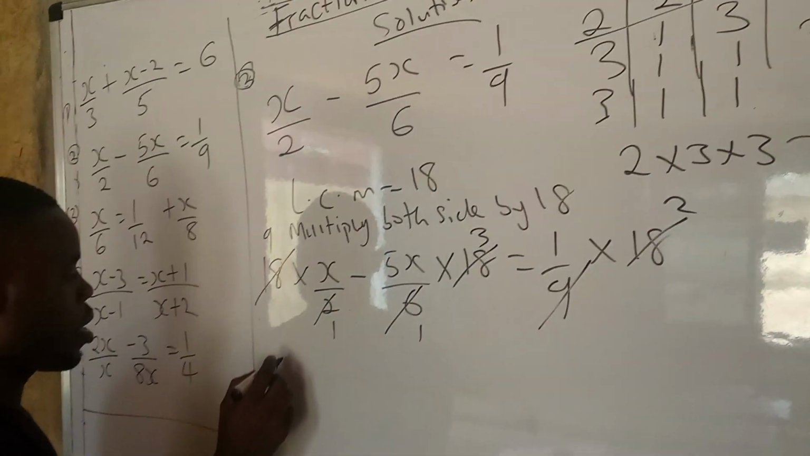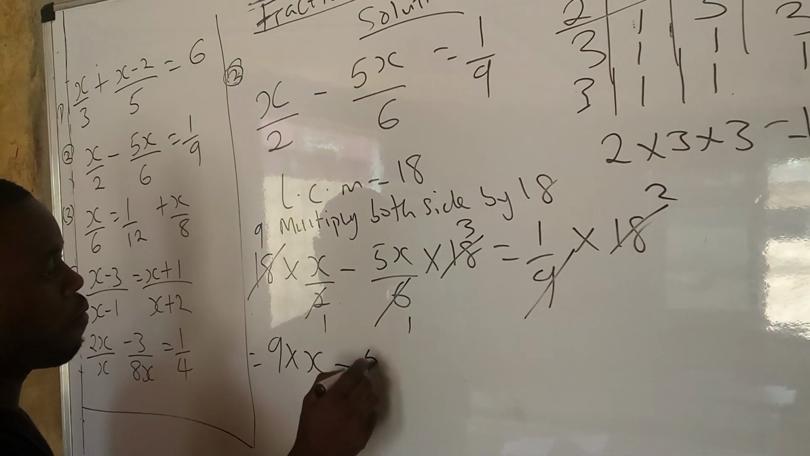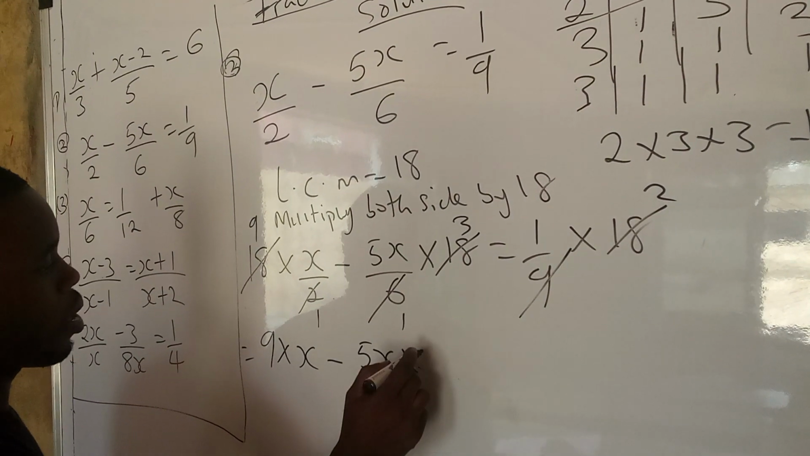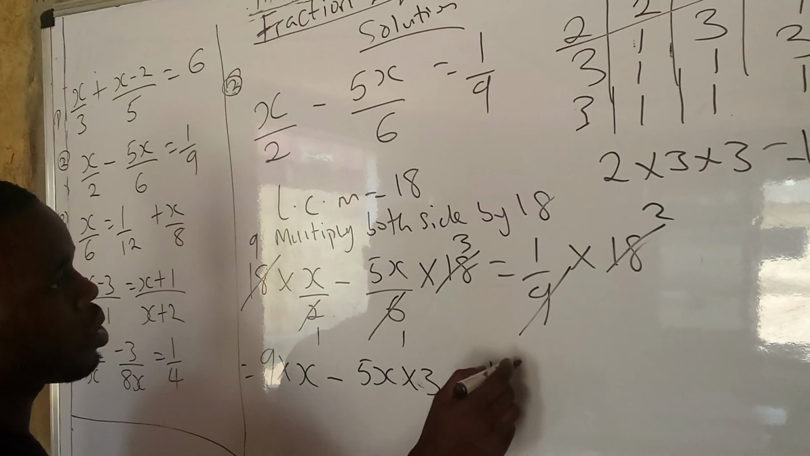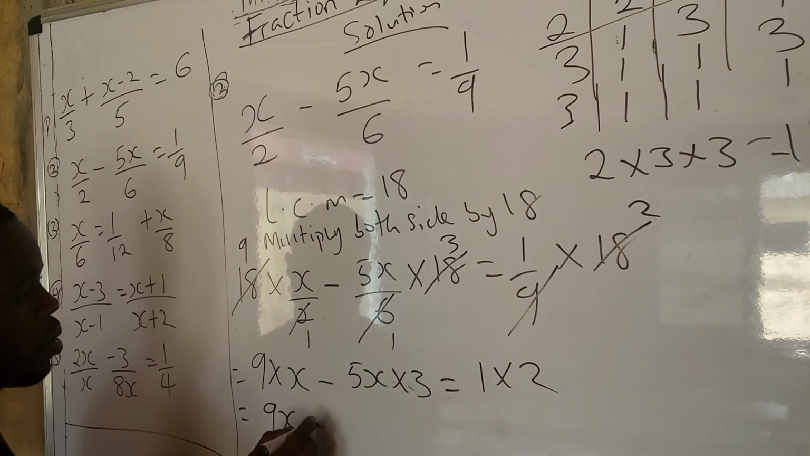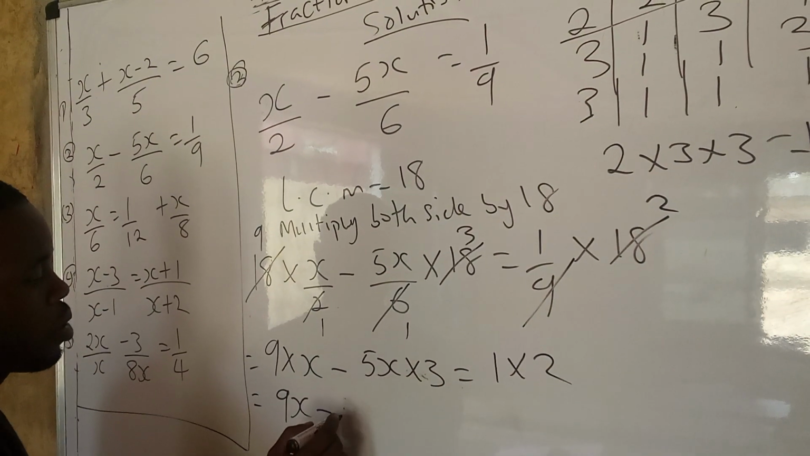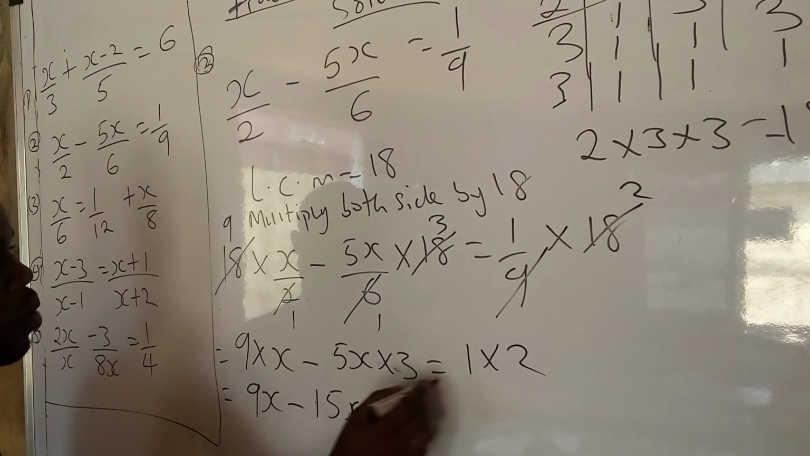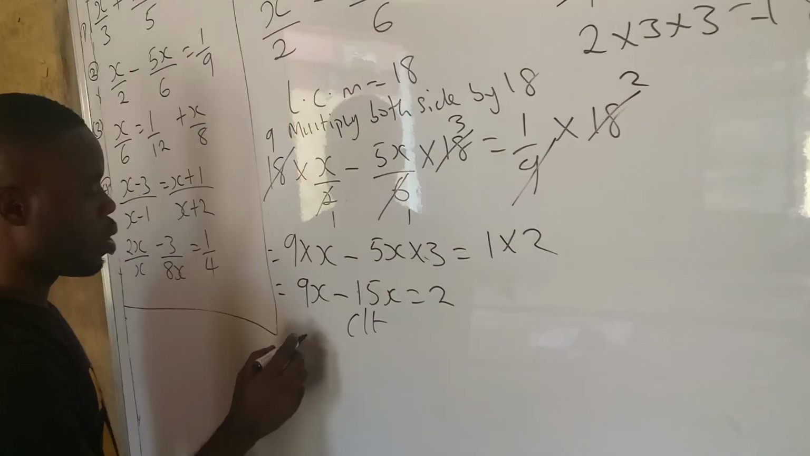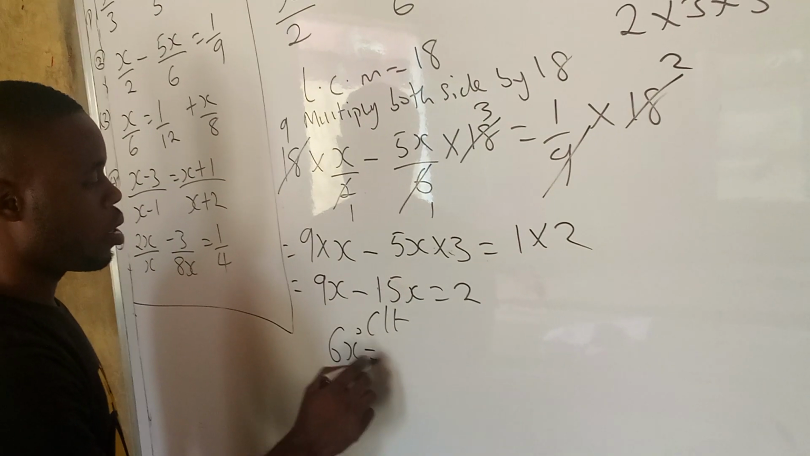So we have 9 times x minus 5x multiplied by 3 equals 1 times 2. So 9 times this will give you 9x. Sorry, 5x times this will give you 15x. 1 times 2 is 2. So we are collecting like terms. 9x minus 15x will give you, we remove, you have 6x equals 2.